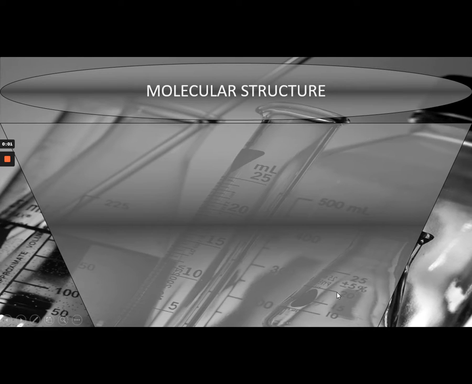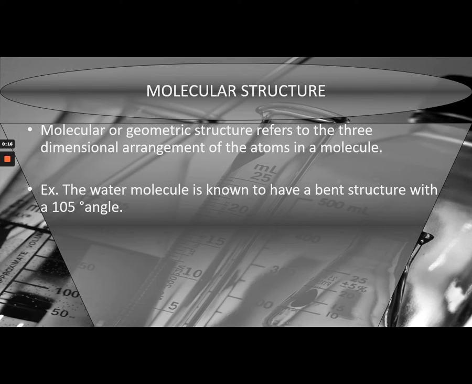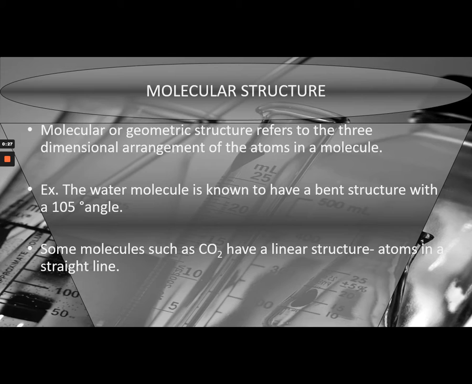All right, today we're going to talk about molecular structure for covalent bonded atoms. This refers to the geometric shape or the three-dimensional arrangement of atoms in a molecule. For example, water has a bent structure with a 105-degree angle between the two hydrogens on the oxygen. Some molecules, such as carbon dioxide, have a linear shape. Atoms are in a straight line.